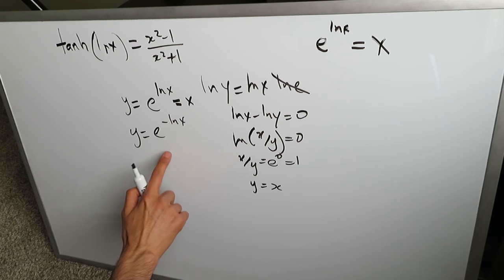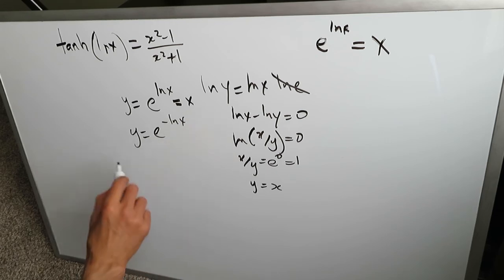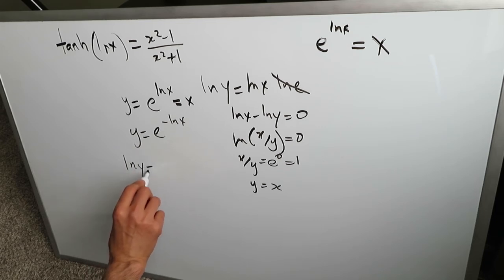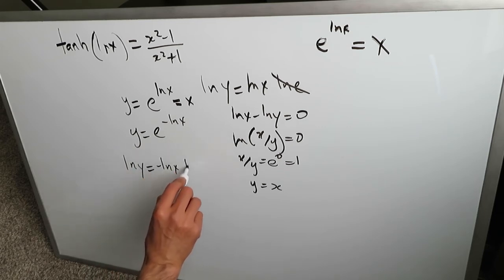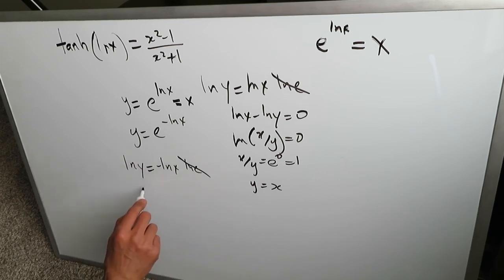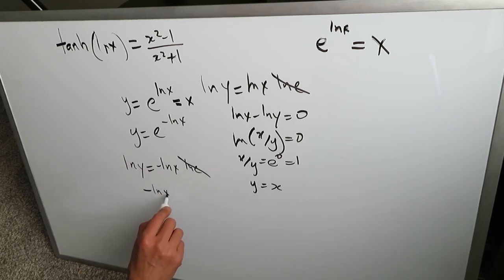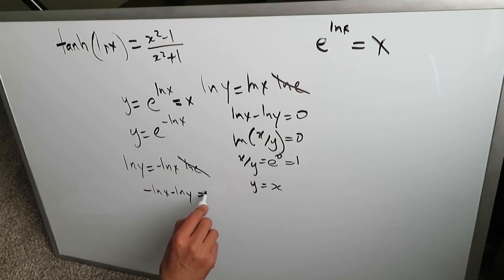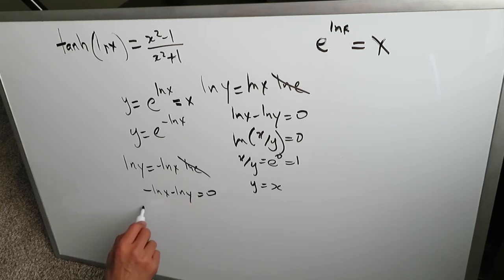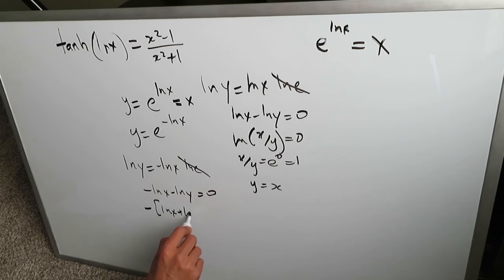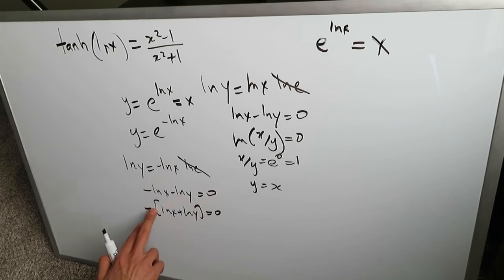But let's look over here. Do the exact same thing. Bring the exponent as a coefficient. Natural log y is equal to minus natural log x times natural log e. Natural log e is always equal to 1. Take everything on one side. Minus natural log x minus natural log y is equal to 0. Isolate: minus natural log x plus natural log y is equal to 0. You can essentially take the minus on the other side and eliminate it, because 0 divided by minus 1 is 0.